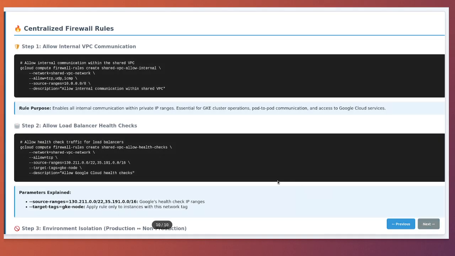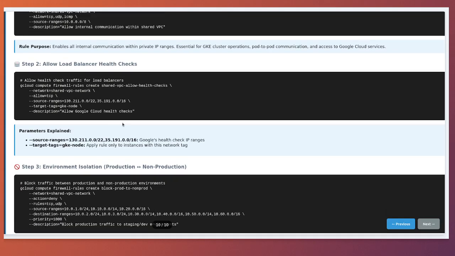Network security with firewall rules. Network security is implemented through centralized firewall rules in the host project. These rules apply to all service projects using the shared VPC, giving you consistent security policies across your entire infrastructure. The first rule allows internal communication within the VPC. This is essential for Kubernetes clusters to function. Pods need to communicate with each other, with the control plane, and with Google Cloud services.